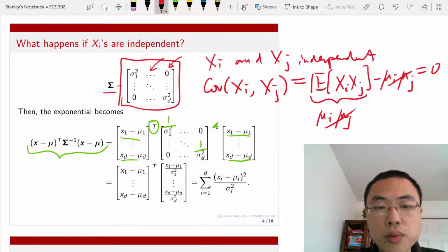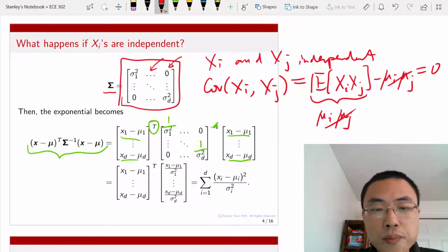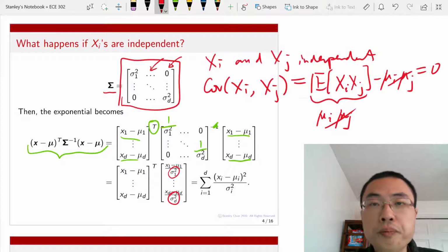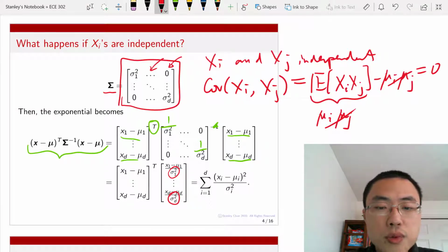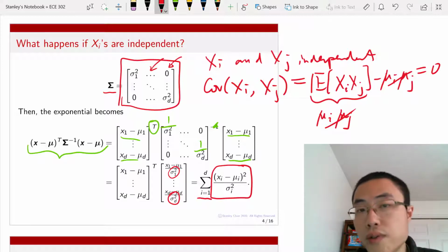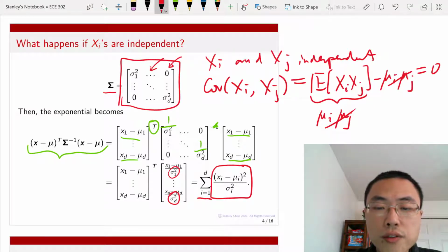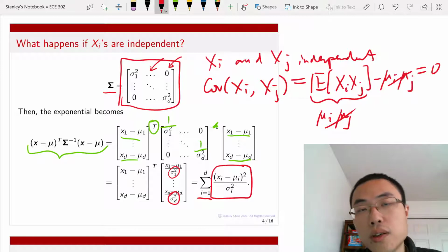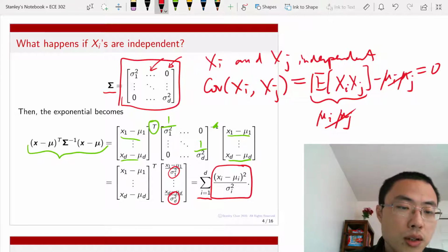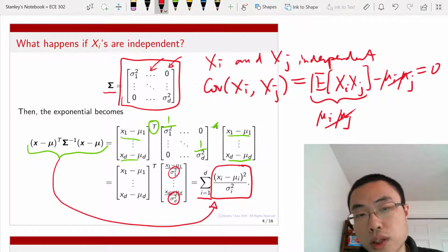Then you start to do this calculation. You multiply this matrix with that vector, and you get x1 minus mu1 divided by sigma 1 squared. So all the sigmas go to the denominator of this vector. And then you take the transpose again. What will it become? It will become the summation of all these individual terms. The individual terms will have xi minus mu i, and then sigma i squared in the denominator. And therefore, this quadratic expression can be written as the sum of individual quadratic terms.